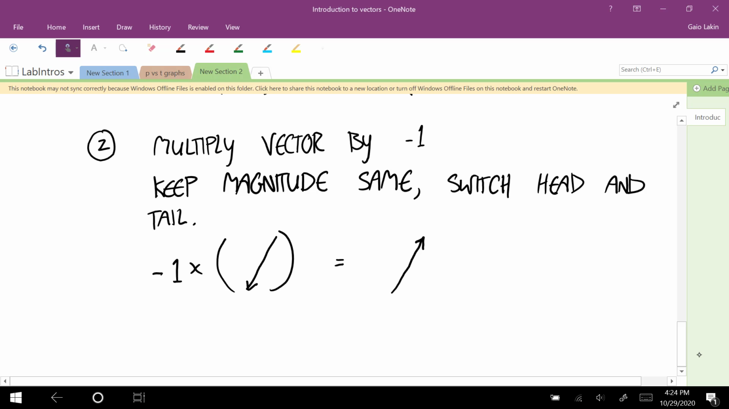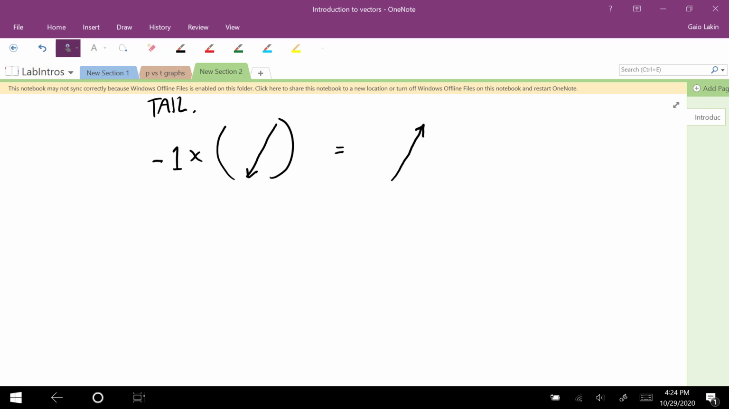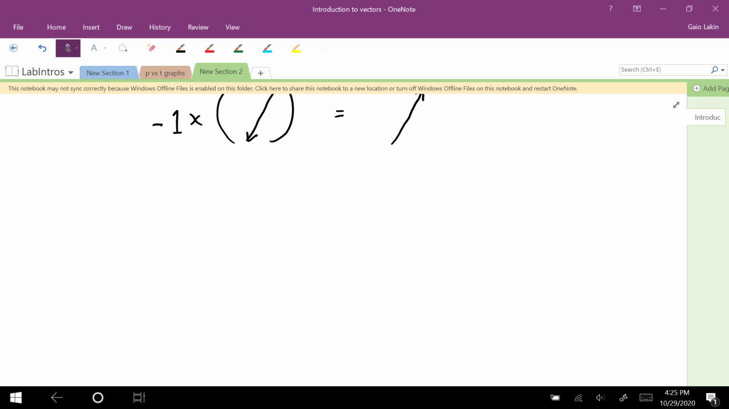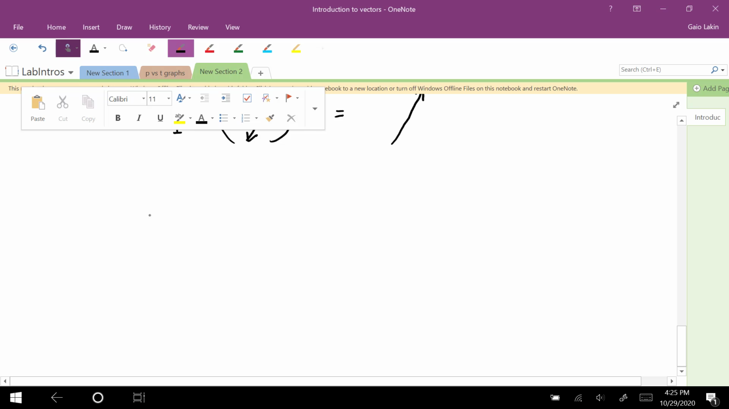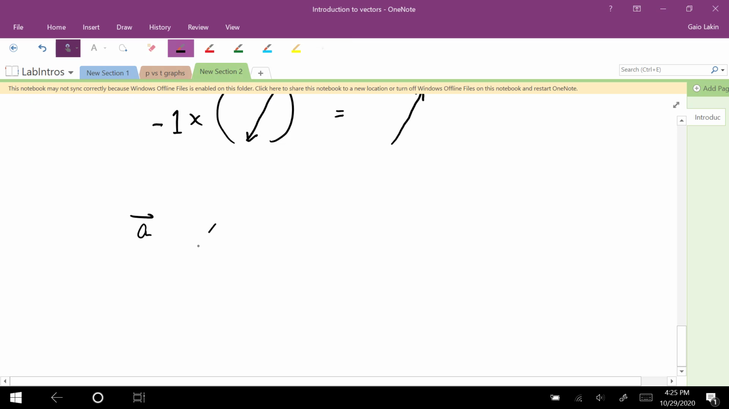Now you can combine vector addition and vector multiplication. So let's say that this vector A is like this, and the vector B is like this. What's 2A minus B? How would we calculate that? Well, 2A is going to be 2 times as long as A in the same direction.